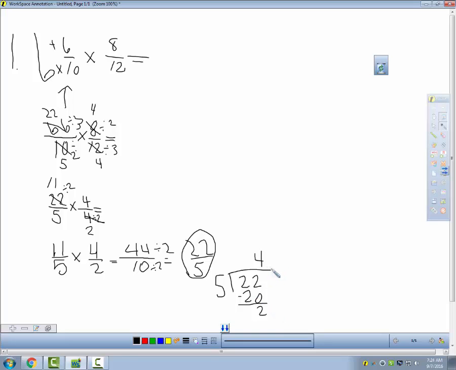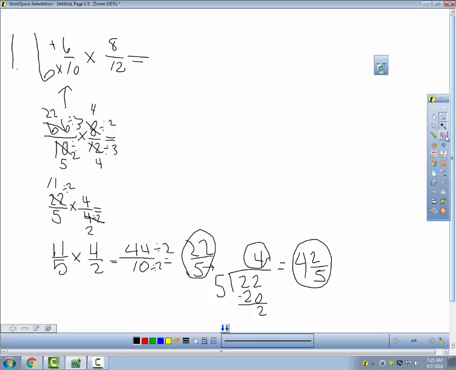So now we can change our improper fraction back to a mixed number. We know we have 4 wholes, so that's going to be our whole number. We have 2 left over, so that's going to be our numerator. Whatever's left over goes on top. And then 5 will just carry over and stay the same as our denominator. So then my final answer would be 4 wholes and 2/5. So that is the answer you should have got for number 1.